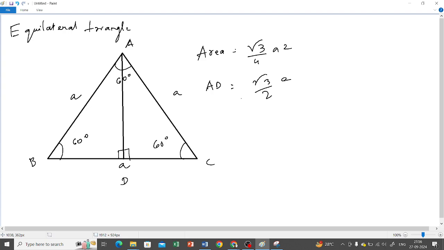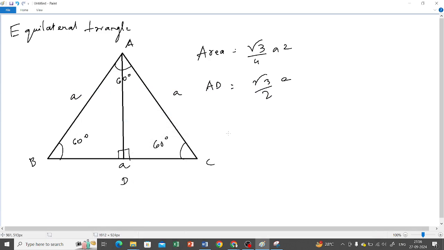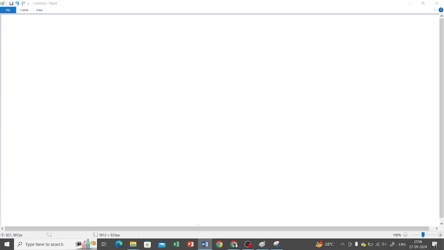Do you understand? Yes, sir. Now say different types of centers. So I'm deleting this. Different types of centers.